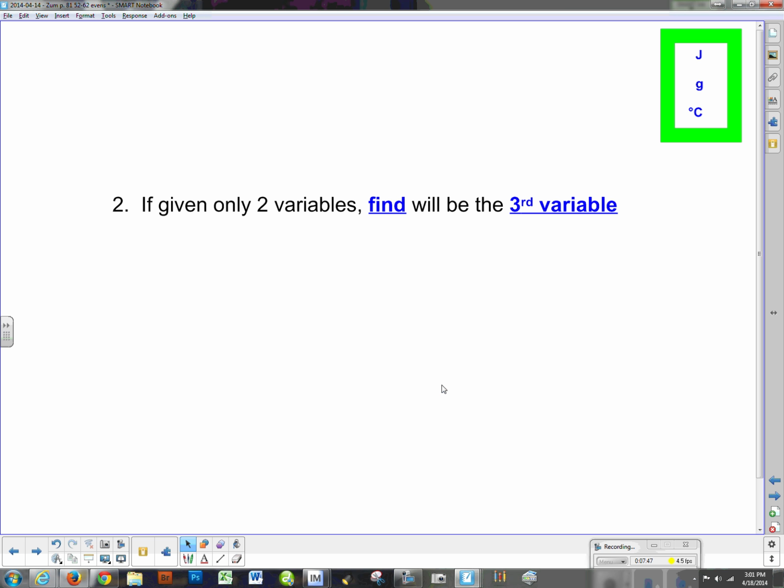If given only two variables, then we have to find the third variable. So I'm going to ask a couple of you to show us if you really understand this. Let's get a little arrow in here, and I'll get two arrows. I'm going to point to two of these, and if I call on you, what would the find be? I think we're going to understand this much better when we're done. I'm going to give you joules and grams. So, Arthur, would you please tell me what is the find going to be?